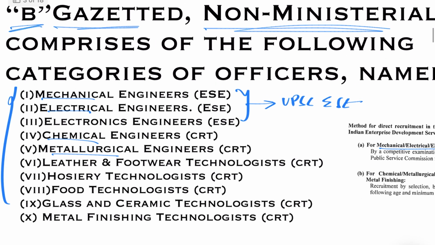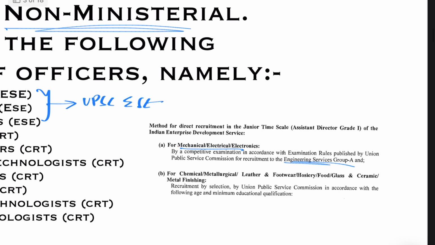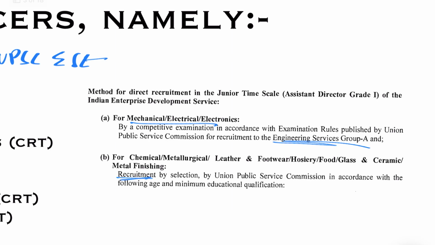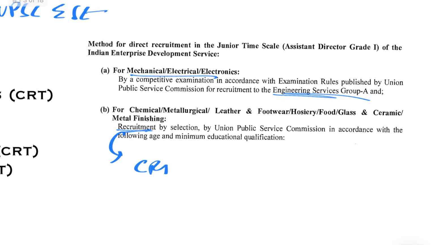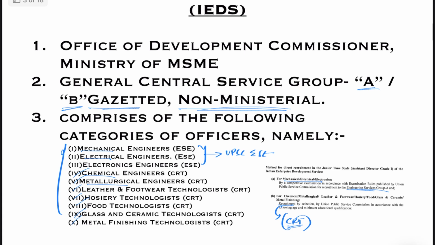Coming to all the other branches, the chemical, metallurgy, leather, hosiery or textile engineering, food technology, glass and ceramics, and metal finishing, they are recruited as per a recruitment test. So basically, we will be having a common recruitment test where the question paper is the same for all the branches altogether.